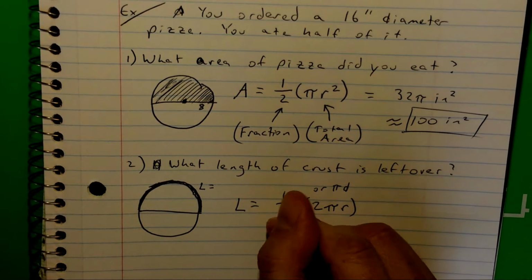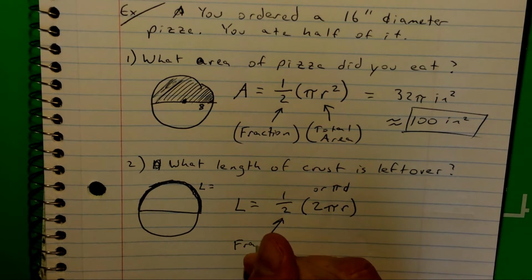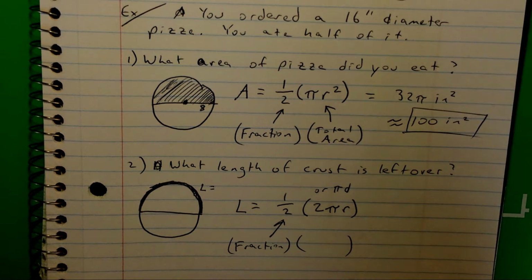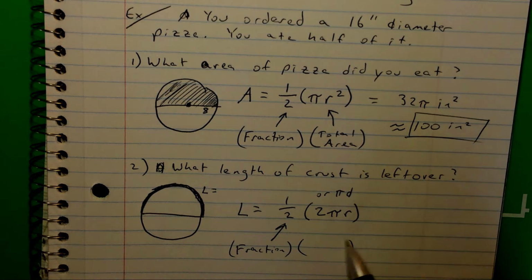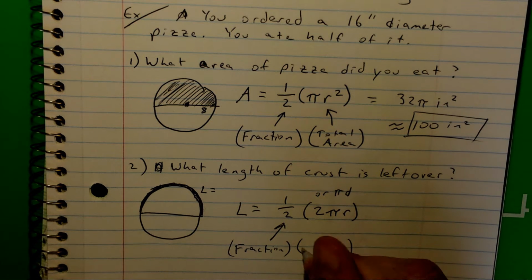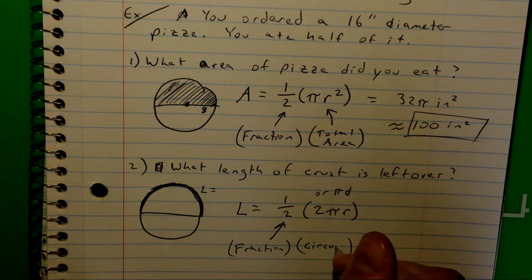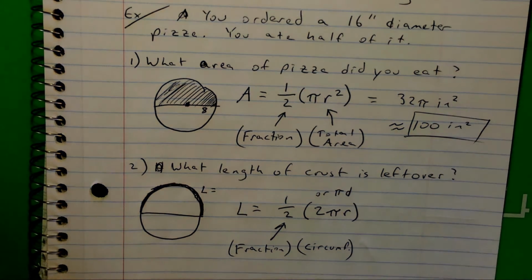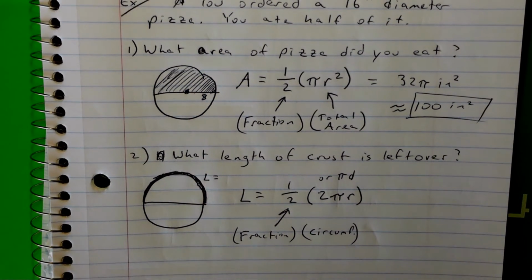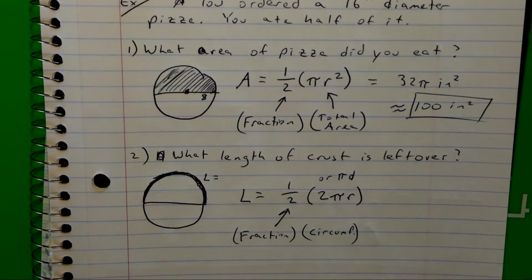And again, it's going to be some fraction times, in this case, not the total area for the circle, but because we want the length of the outer edge, we call it the circumference. Or circumf for short. That's what its friends call it. Okay, so this is the basic idea.